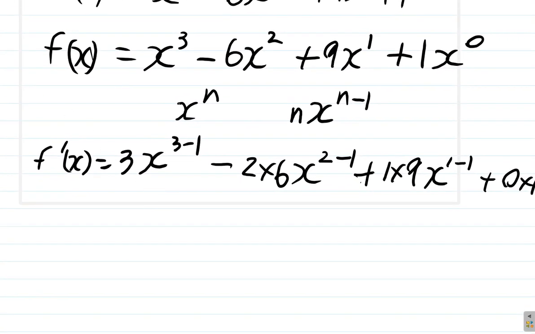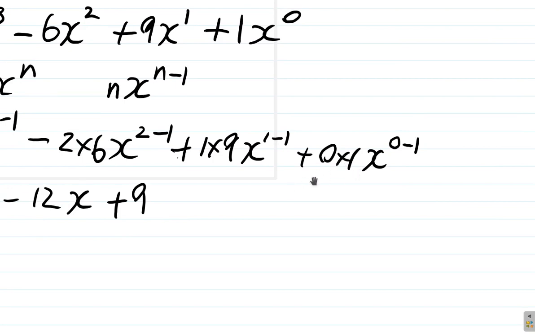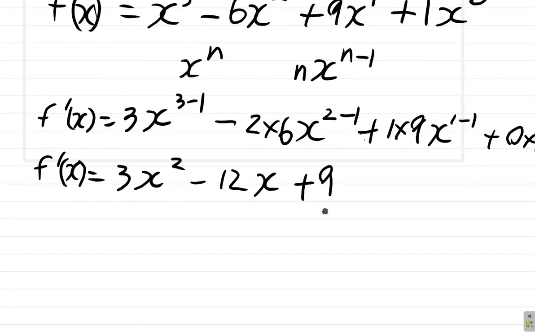So, what you have is f prime x equals, so you have 3x to the 3 minus 1 is 2, minus 2 times 6 is 12, x to the 2 minus 1 is 1. I don't necessarily have to write it. Plus 1 times 9 is 9, x to the 0, but x to the 0 is 1, so I don't really need it here. And then out here, 0 times anything is 0, so this amounts to 0.